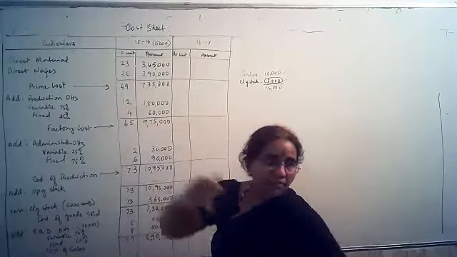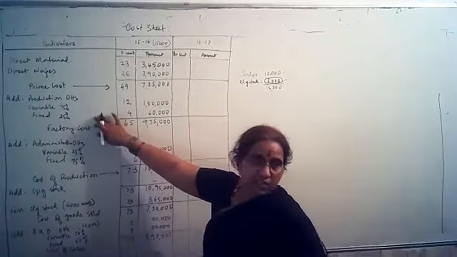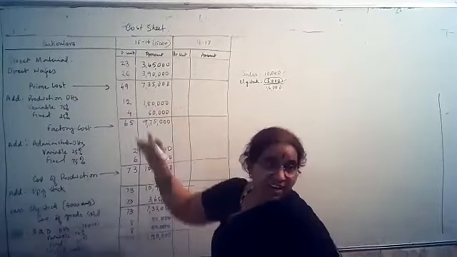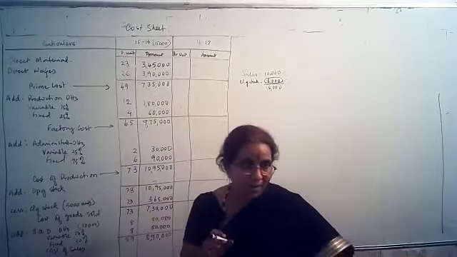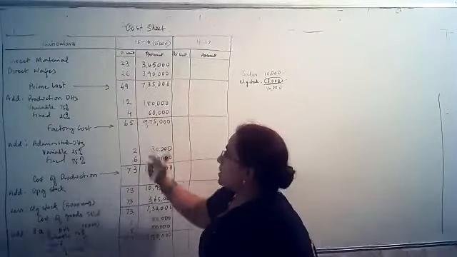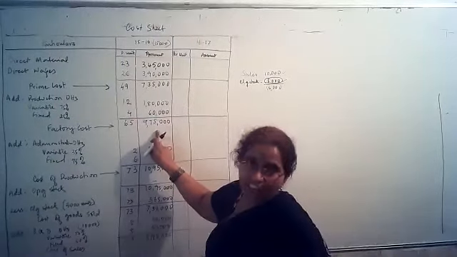Production overhead is bifurcated into variable and fixed. Variable is 75%, fixed is 25%. So it is 1,80,000 and 60,000. If I divide the production overhead by 15,000 units, I get 12 rupees and 4 rupees. Total up, it will give you the factory cost.